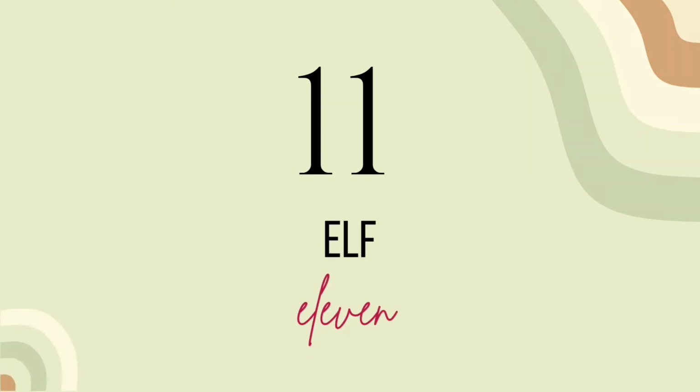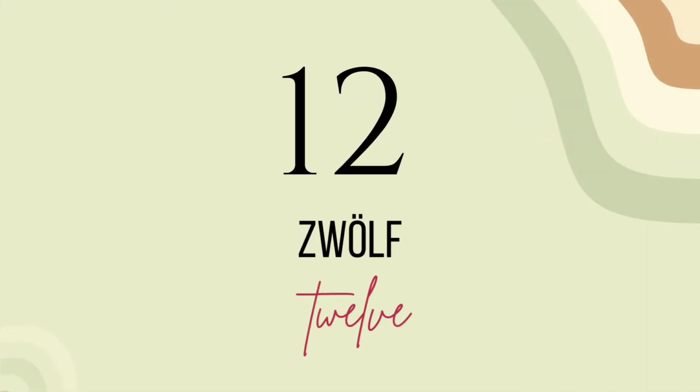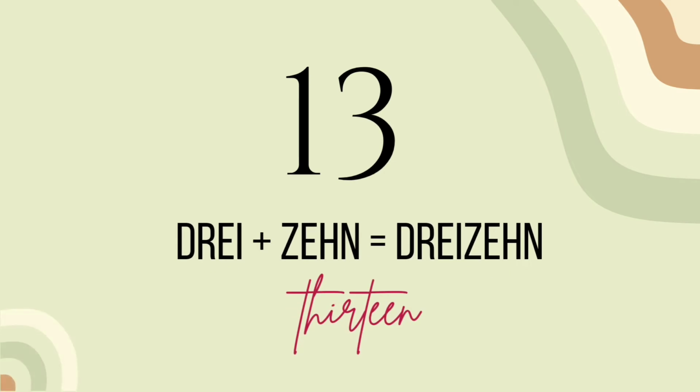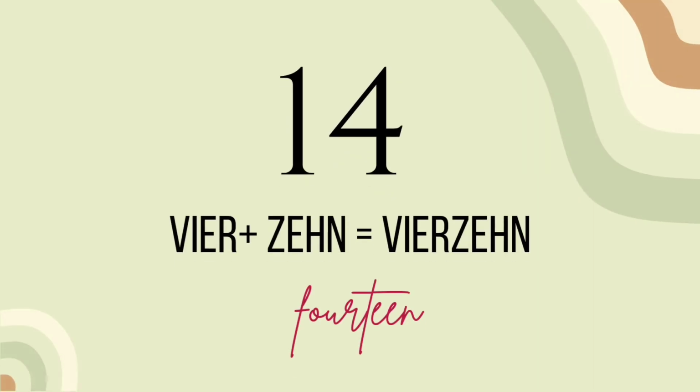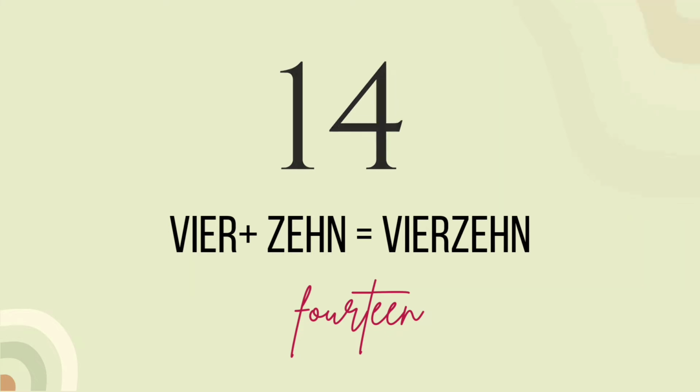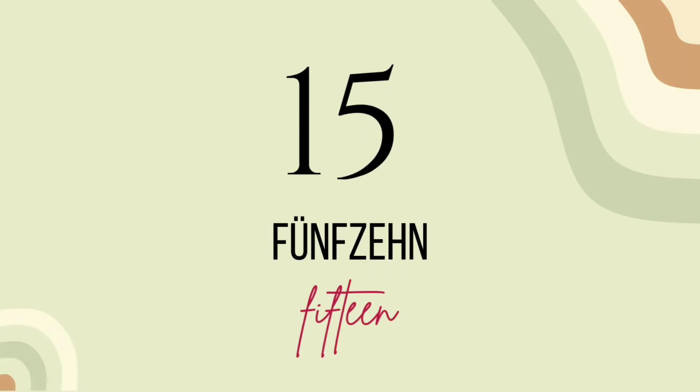Elf. Zwölf. The numbers from 13 to 19 are basically very simple. Dreizehn, 3 plus 10 is 13. Vierzehn, similarly 4 plus 10 is 14. So can you guess what the next one will be? Yes, it is fünfzehn.